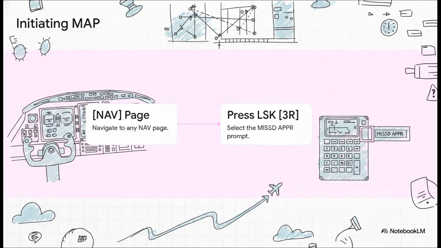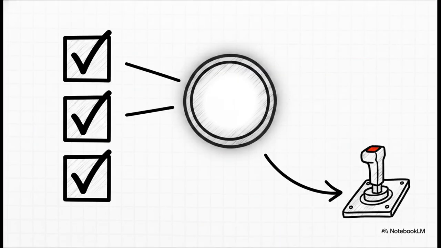Look at the line select keys on the right side and simply press LSK3R, which corresponds to the missed APR prompt. Now, you might be wondering, is that option always there? Well, it's critical to know that this MISSED APR option only lights up and becomes available under three very specific conditions. The procedure has to be defined in your flight plan, the approach must currently be active, and the final approach fix, or FAF, must have been sequenced.